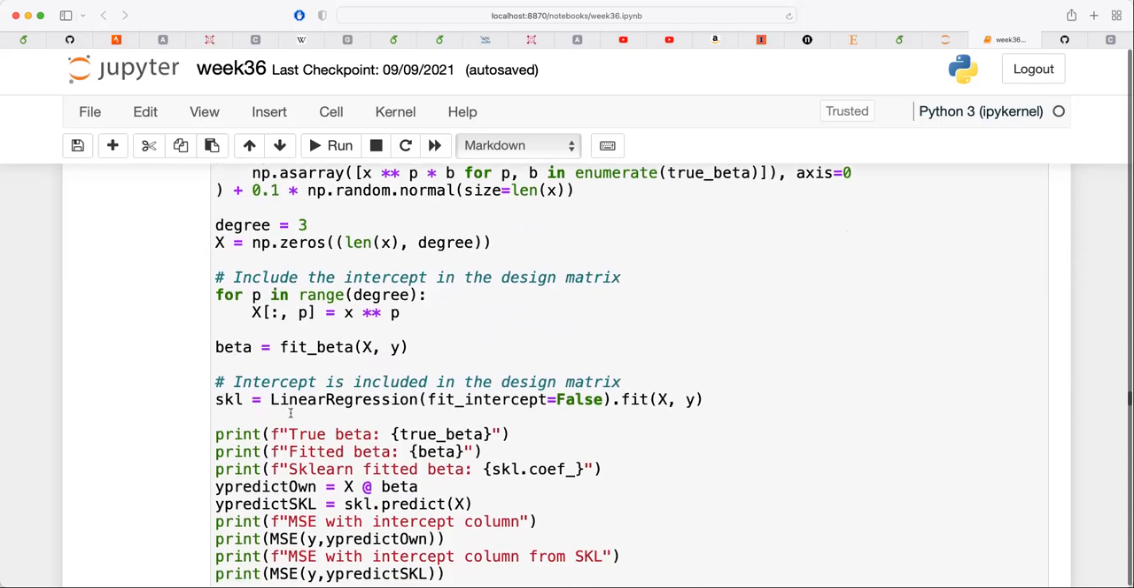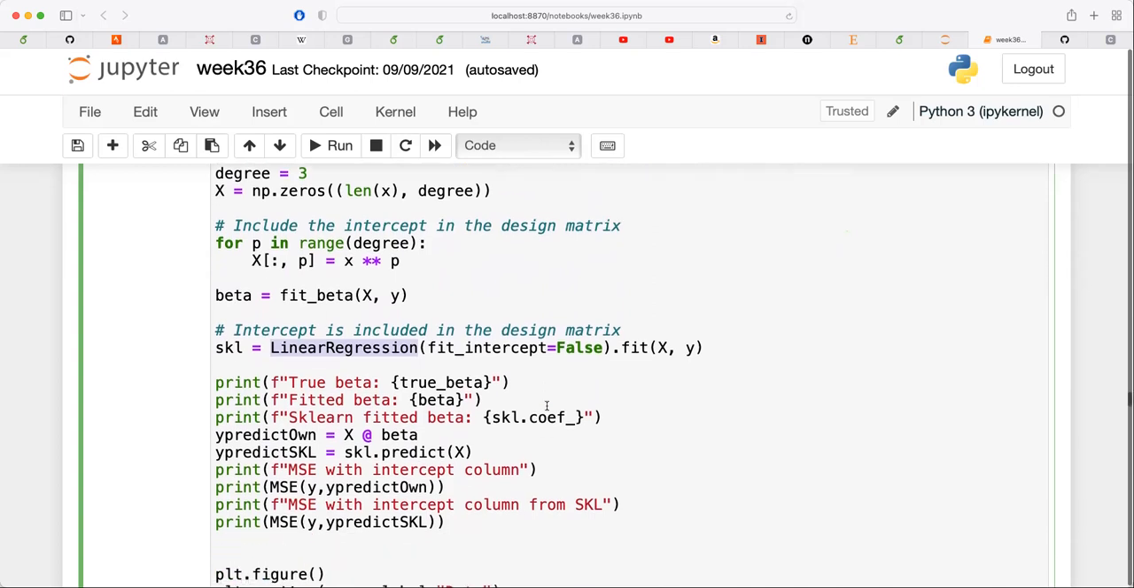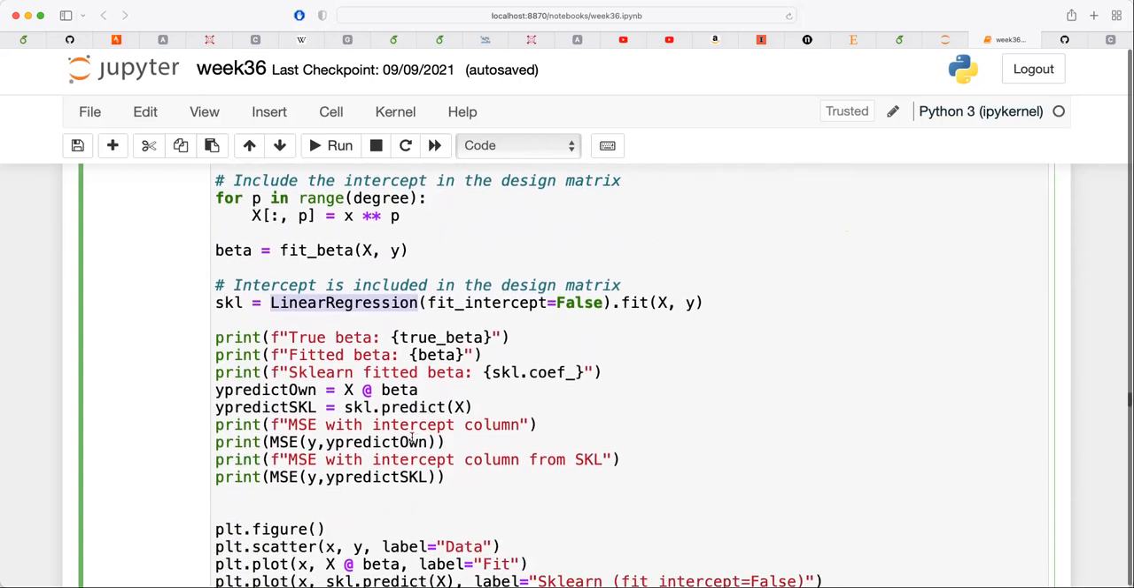In this specific case, when you want to compare with scikit-learn, you have to put in fit intercept equal false. I actually spent some hours because I put true, and I thought that being true means that you included the intercept. That's actually the opposite. And then I'm doing the predictions and comparing.